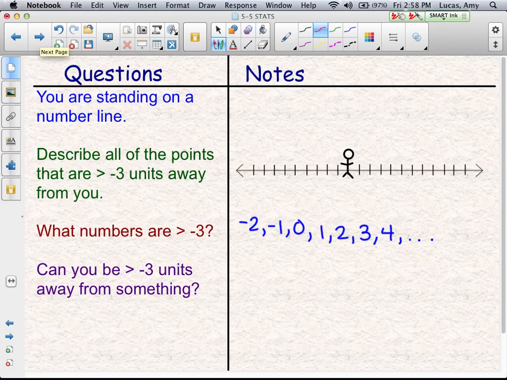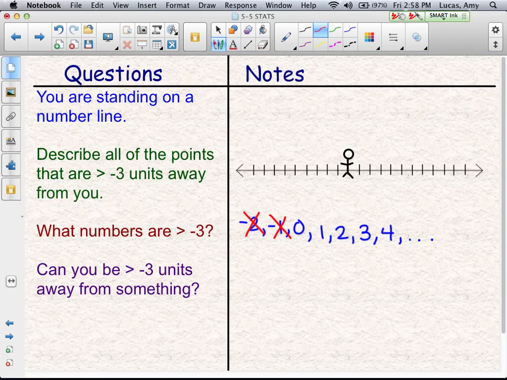Well, you can't be negative 3 units away. You can't be negative 2 units away. And you can't be negative 1 units away. You could be 0 units away from something if you're in exactly the same spot as that other object, I guess. But you could also be 1, 2, 3, 4, 5, and so on units away.